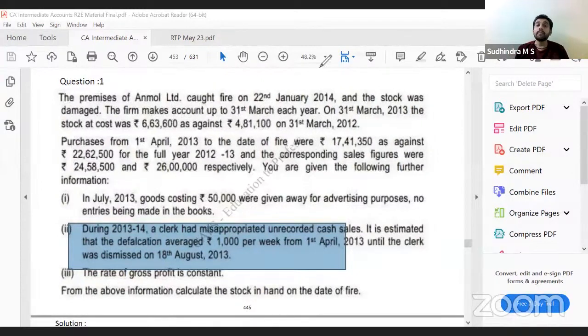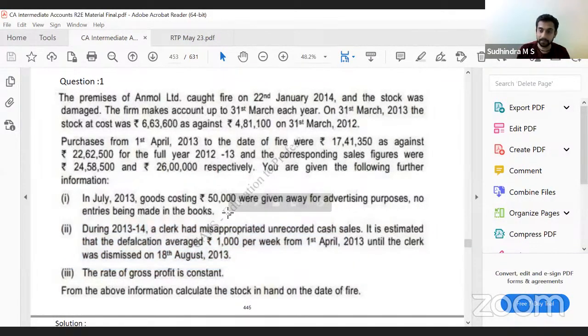So what is the amount of sales that we will record? They say 1,000 per week. Calculate the number of weeks from 1st April to 18th August. Very good. 1st April to 18th August, number of days we will compute. So April, May, June, July, and August.